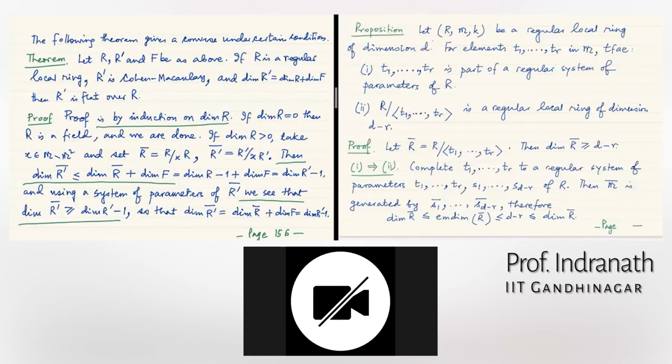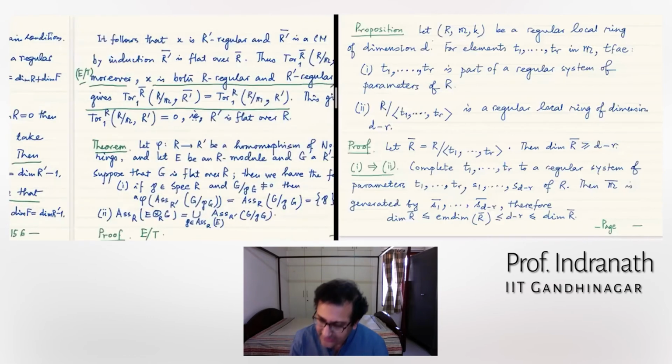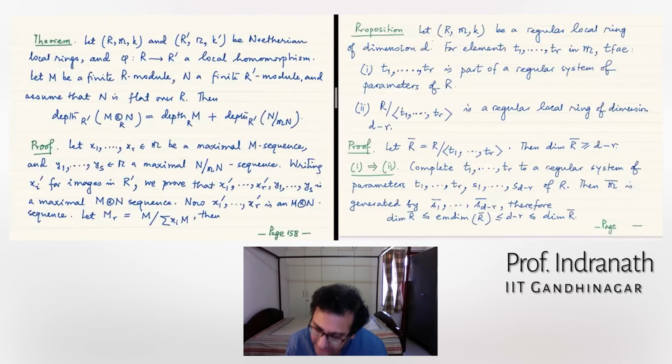Okay, so basically, whatever we have discussed so far for the standard techniques for regular local rings, going modulo a part of a system of parameters, is what is being used here, and then the inequalities involving the dimension. That's it. These are the two things. You get used to it and then you will see that these things follow.